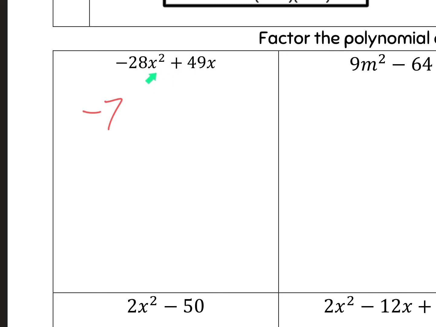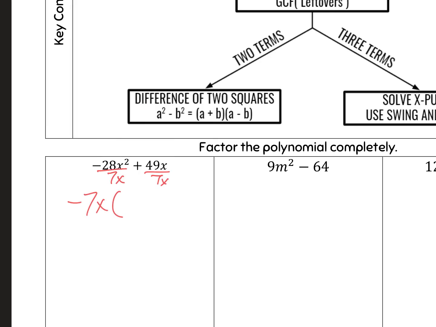Now, when you look at both of them, what else do they have in common? They also have an x, so I have to also put that x there. So 7x is my greatest common factor. Now, once we do this, we divide each of them by 7x. So negative 28 divided by 7 ends up being, I'm sorry, it should be a negative 7. My bad. Negative 28 divided by negative 7 is a positive 4.